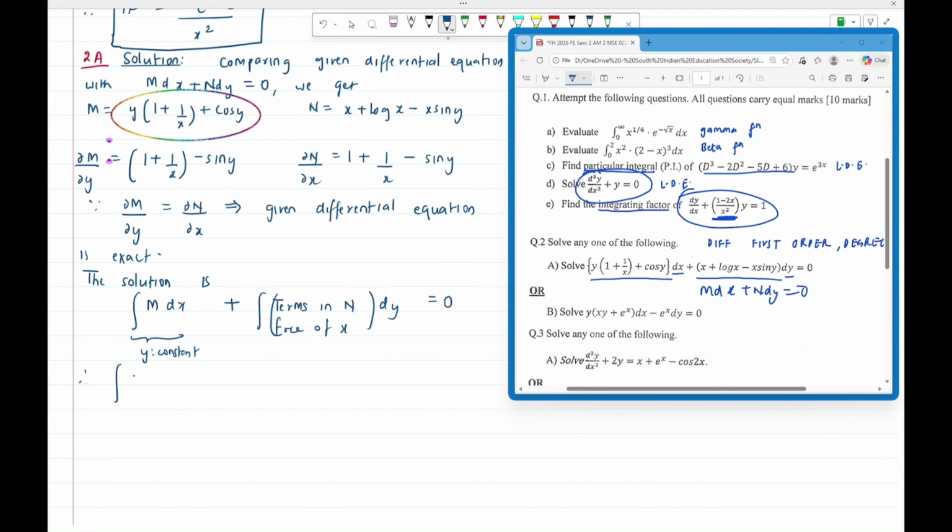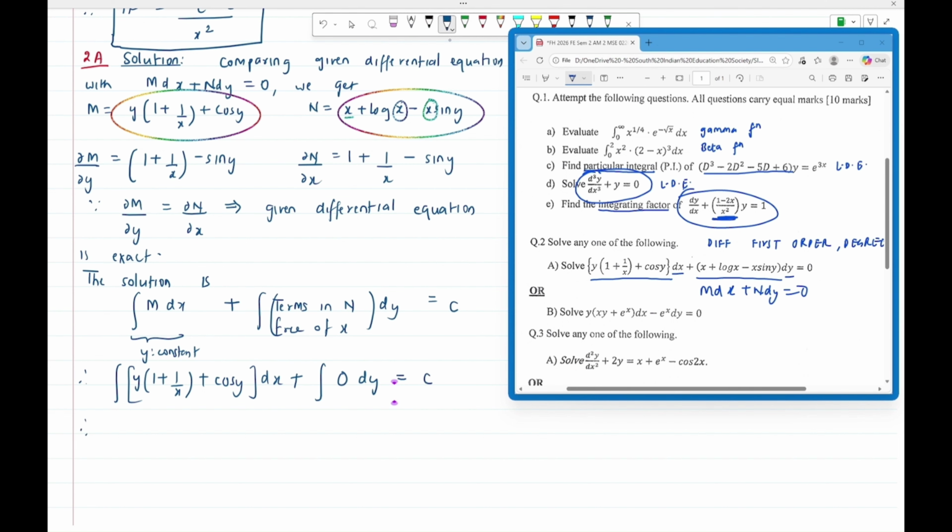So the integration of y times (1 plus 1 by x) plus cos of y dx, plus the integration of terms in n which are free from x. You can see that in n there are 3 terms, and the first term has an x, the second term has an x, and the third term has an x. So we do not have any terms in n which are free from x. So this is going to be the integral of 0 dy. Over here we don't have 0. This should be c is equal to c.